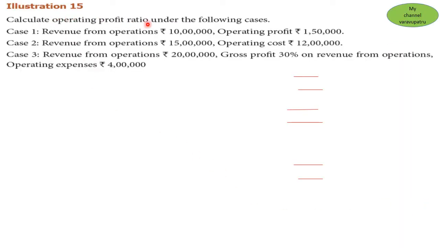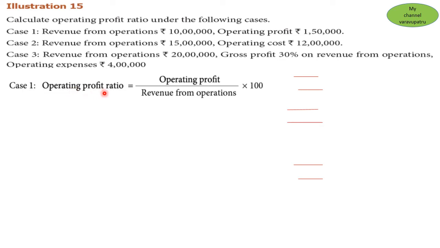Calculate operating profit ratio under the following cases. Case 1, case 2, case 3. Case 1. Operating profit ratio is equal to operating profit by revenue from operation into 100. Operating profit is 1,50,000. Revenue from operation is 10 lakhs. So 1,50,000 divided by 10 lakhs into 100 is equal to 15%.